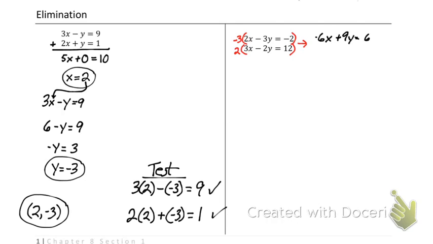Then we're multiplying by 2. That'll give me 6x. 2 times negative 2 is negative 4y. And finally, we have 2 times 12, which is 24. I created a zero pair with this negative 6x and 6x. 9y minus 4y is 5y equals 30. Oh, that's nice, because then we just have y equals 6.